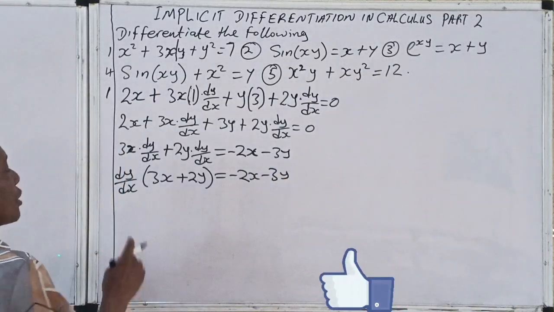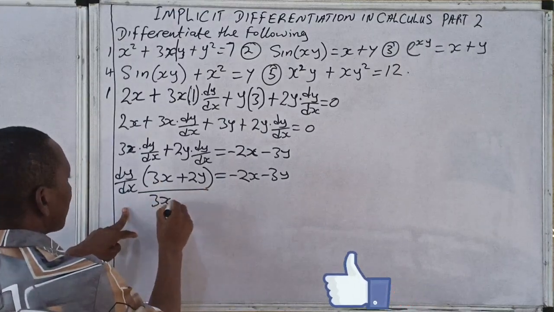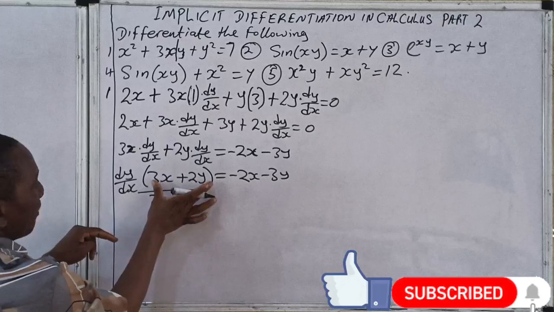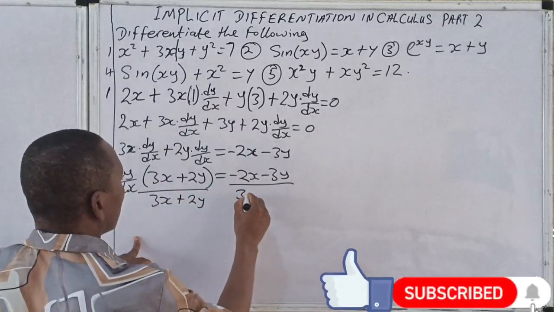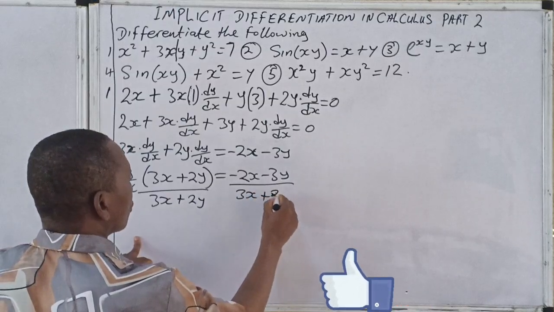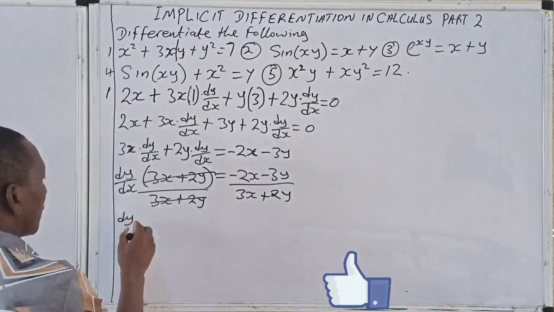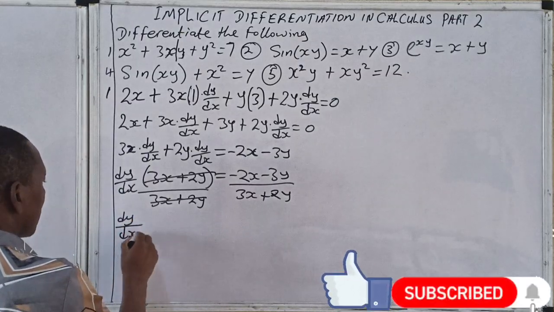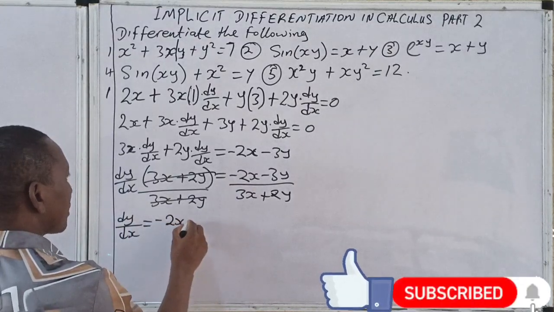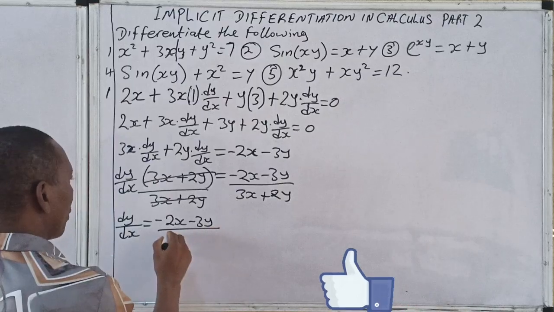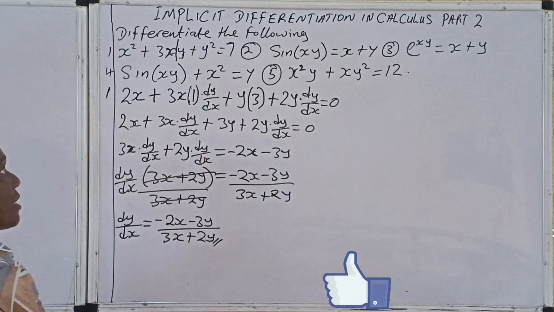So I have to divide both sides by this. I want this to stay alone, so I'll divide this side by 3x plus 2y. Then 3x plus 2y. This will cancel out this. So dy/dx is equal to minus 2x minus 3y all over 3x plus 2y. So this is the answer. It's a very simple concept.